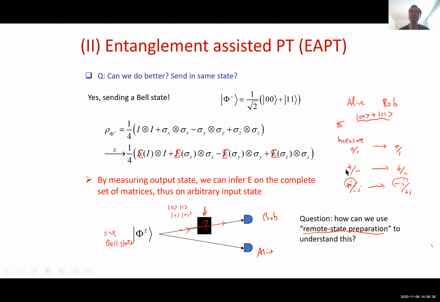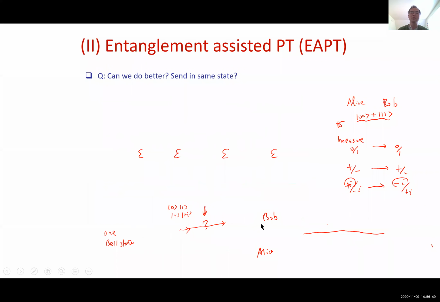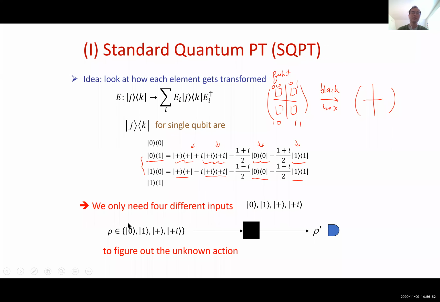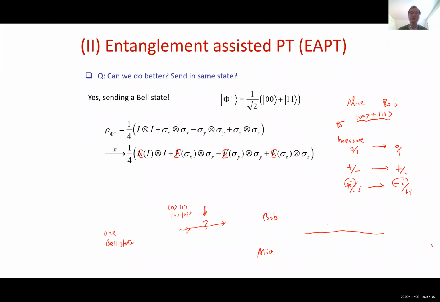And if Alice measures and gets plus, she prepared Bob's state to be plus, and Bob is measuring how the plus state is transformed. So using this remote state preparation, we can reduce the understanding of this entanglement assisted process tomography to just what we learned before. By Alice's measurement, she prepares Bob's state into one of the 6 states, and we only need 4 to be able to characterize the black box.